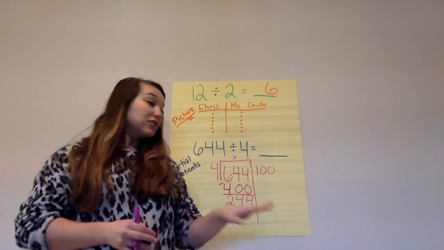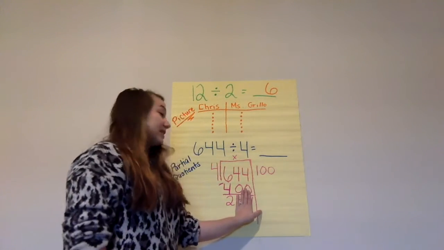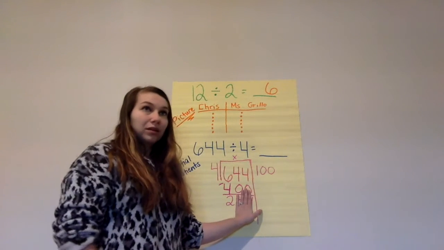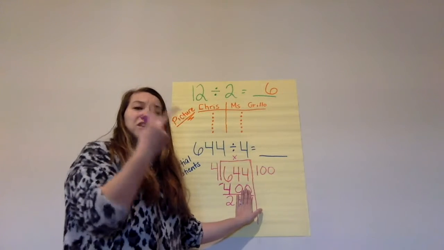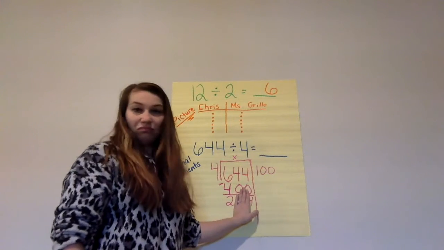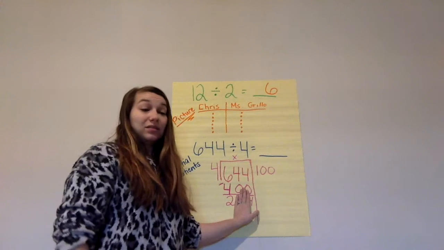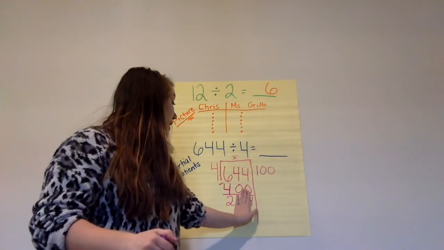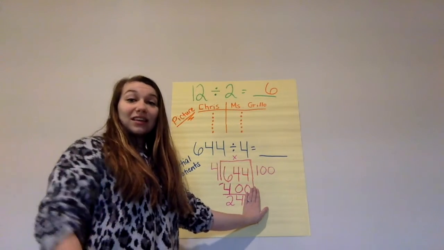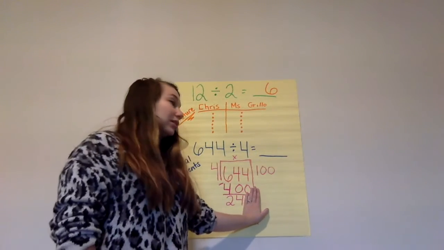So I'm going to use my strategy again, cover up my lowest place values, and now I'm asking myself, how many times does 4 go into 2? Well, let's think. If I have 2, can I put 4 in there? No, I can't. So 4 goes into 2 0 times, which means we have to uncover one of our place values. Now we are asking ourselves, how many times does 4 go into 24?